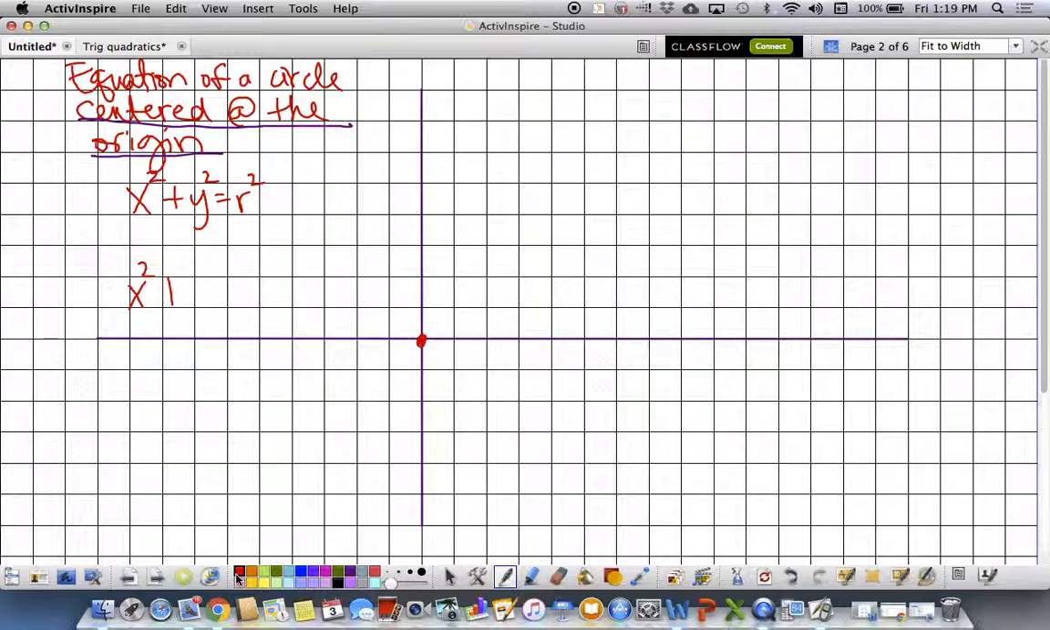x squared plus y squared equals 9. That's what an equation will actually look like. x squared plus y squared equals 9. If it's centered at the origin, how far out, how far up are we going to go? 9? No. 3. Good job. It's going to equal r squared. So what is the radius? 3.